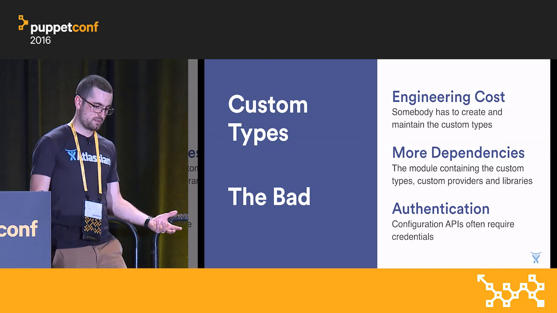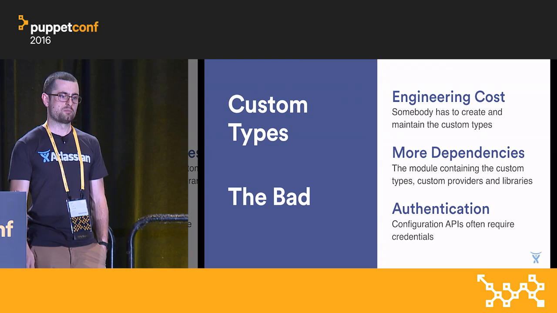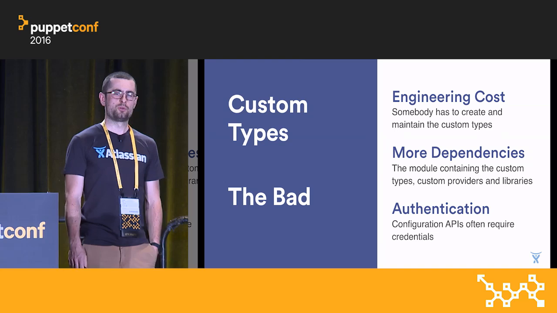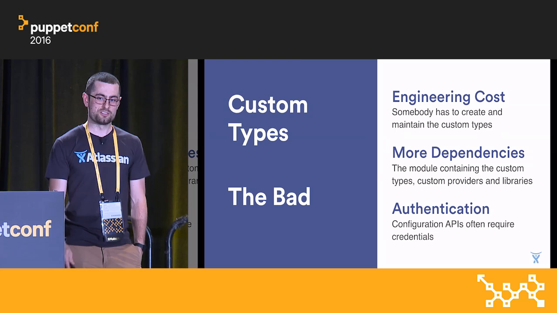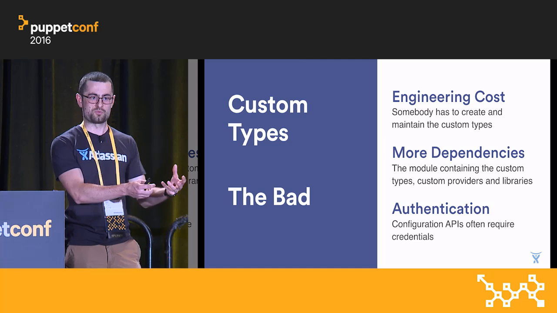There are some downsides. With many decisions, there is usually something to weigh up, so pros and cons. The con is engineering cost. Somebody has to spend time researching, designing, and then implementing the type and provider. If you have a really well-defined API for the service or application that you're writing against, you might be able to automatically generate a lot of the provider and type, and I've seen that in some types on the Forge. But somebody will still have to do the migration work to change from these configuration files to the new types and providers.